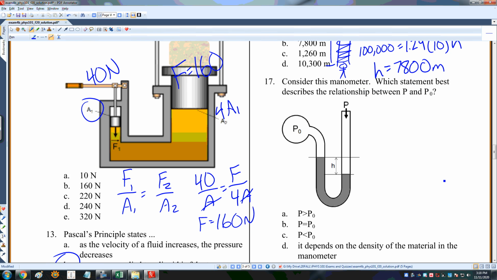I consider this manometer. What describes this relationship? Well, because this level is lower, this pressure is bigger. So P is bigger than P naught. It's like you imagine it pushes down harder than it does over here.